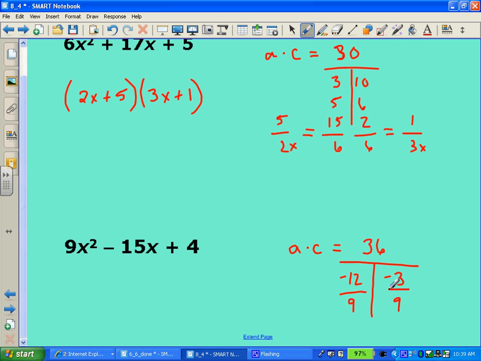So if I put that over A, and again reduce, so I take a 3 out, that's negative 4 over 3. Take a 3 out, I get negative 1 over 3. So put my x's in. So my binomials would be 3x minus 4 and 3x minus 1.